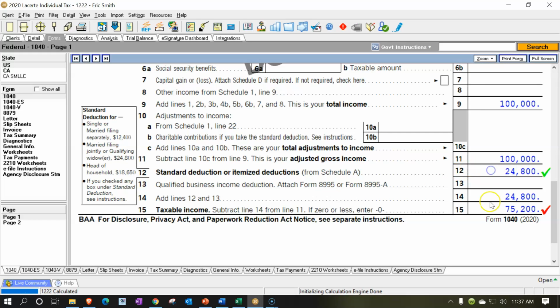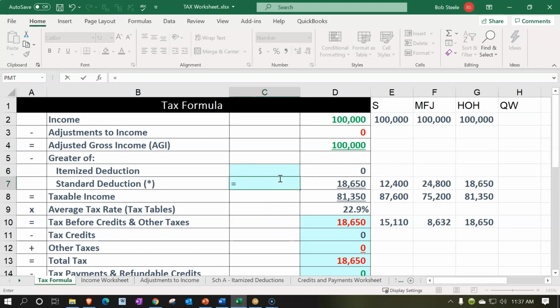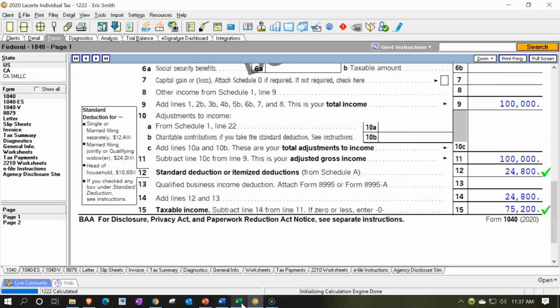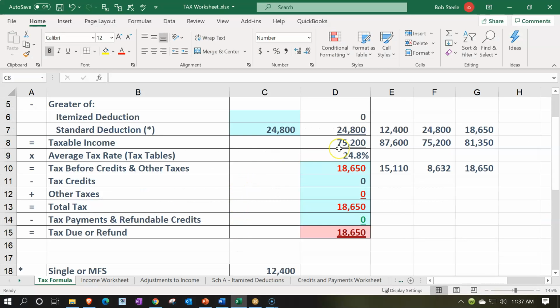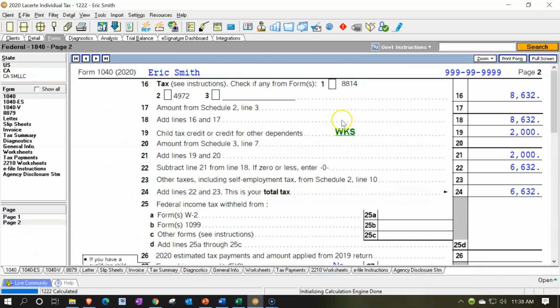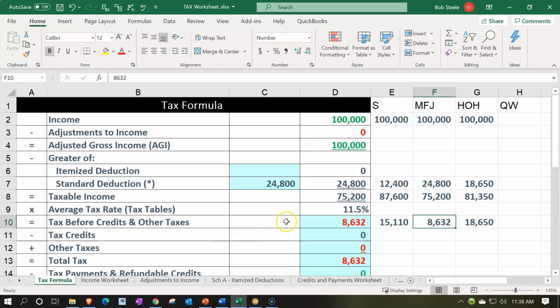What happens? 100,000, same 100,000. Now we're back to the 24,800. So we're at the 24,800, basically standard deduction as if married still. And so this is going to be equal to the 24,800, and then we are at the 75.2 for the income tax. So income tax is going to be the 75.2 here, and that looks good. And then I'm going to go to page 2, and that's going to be the tax of 8,632. Looks much like what we had over here for the married filing joint.